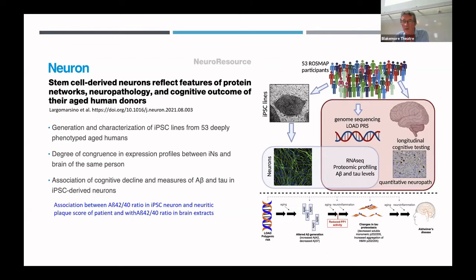So I don't know whether the variance on this is going to be enough to actually be diagnostic in a biomarker sort of way. But in general terms, is there a relationship between the properties of the induced neuron and the properties of the brain? We have to answer yes. How useful that difference is, I think we have to wait and see.